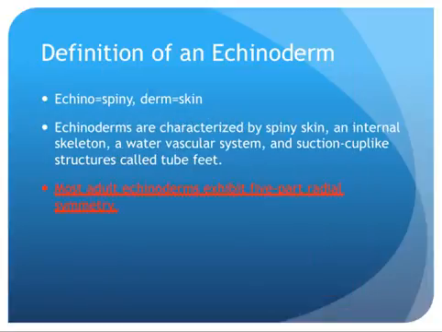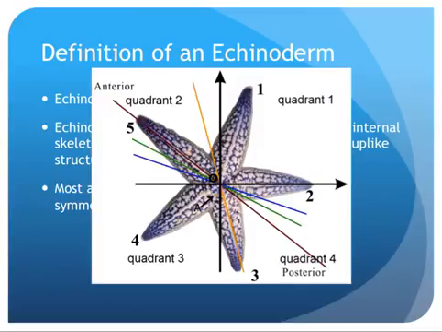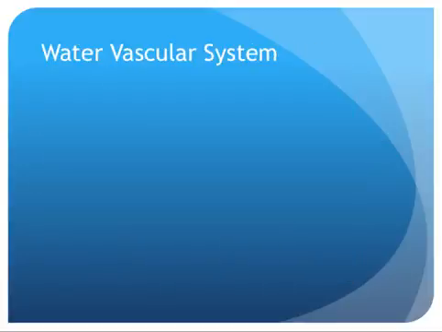Most adult echinoderms exhibit 5-part radial symmetry. So in echinoderms, there's 5 places where you could cut it and have an identical side. Most of the animals we've talked about so far, except for cnidarians and poriferans, sponges and sea jellies, those kind of ones, have bilateral symmetry, but we're back to radial symmetry with echinoderms. So they have 5-part radial symmetry.